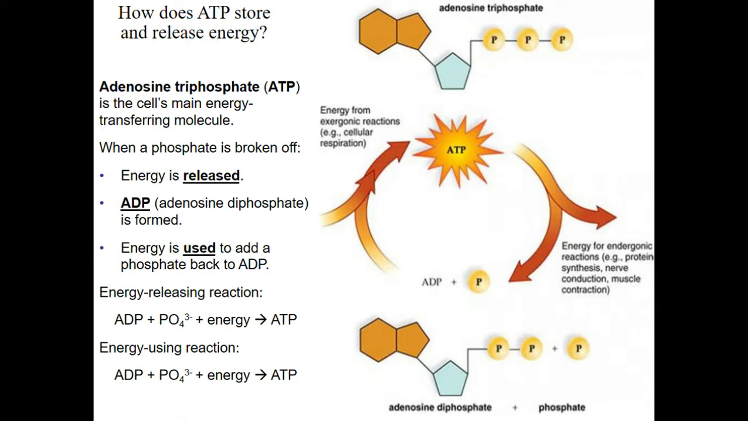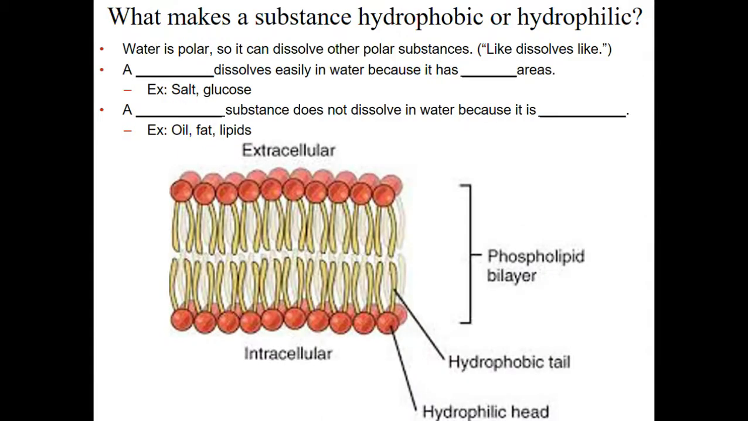Energy is used to add a phosphate back to ADP. So for example, for an energy releasing reaction, we have ADP plus phosphate plus energy means energy release. Energy using, the same thing. To use our ATP, we're going to go ahead and release energy, and we have to break off a phosphate to do that. So let's go on to one of the last pages of your notes.